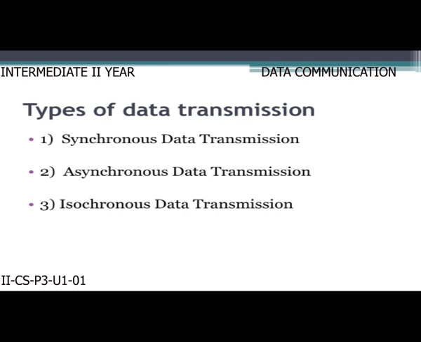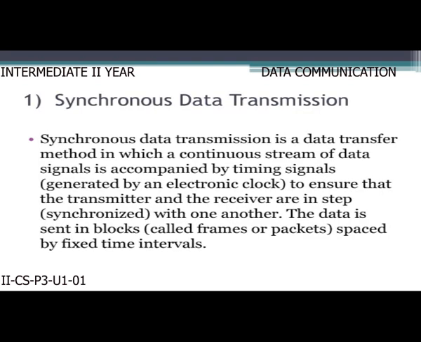Next topic, types of data transmission. There are three types of data transmission. First, synchronous data transmission. Second, asynchronous data transmission. Third, isochronous data transmission. First, synchronous data transmission.